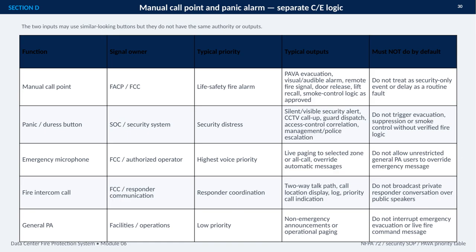The priority table also protects the communications hierarchy. An emergency microphone has the highest voice priority, while fire intercom supports responders and general PA remains low priority. The governing principle is simple: keep fire, security, responder, and routine communications separate, then apply NFPA 72, security procedures, and the PAVA priority table consistently.